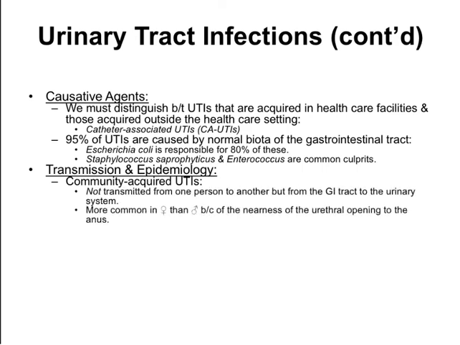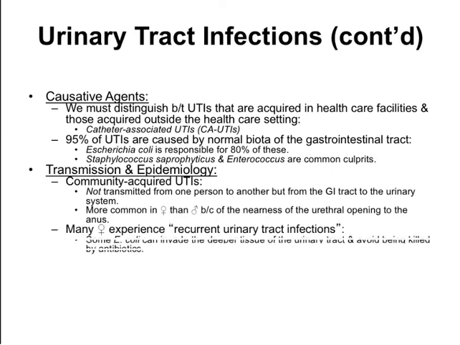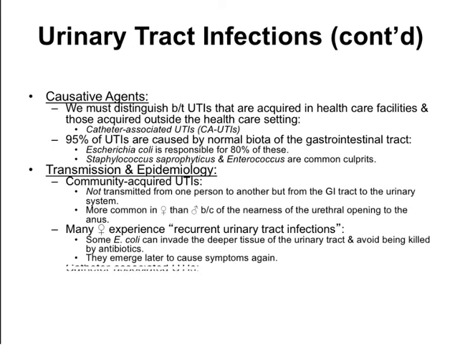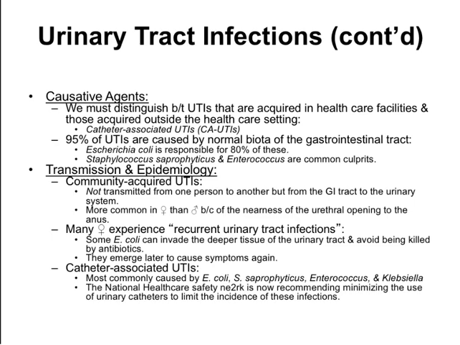There are other UTIs that can be acquired in a clinical setting. They're not transmitted from person to person. But they can go from the GI to the urinary. They're more common in females because of the proximity of the anus to the opening of the urethra. Many women have recurrent UTIs. Some E. coli can get into the deep tissues of the urinary tract and avoid antibiotics, and they emerge later and cause symptoms.